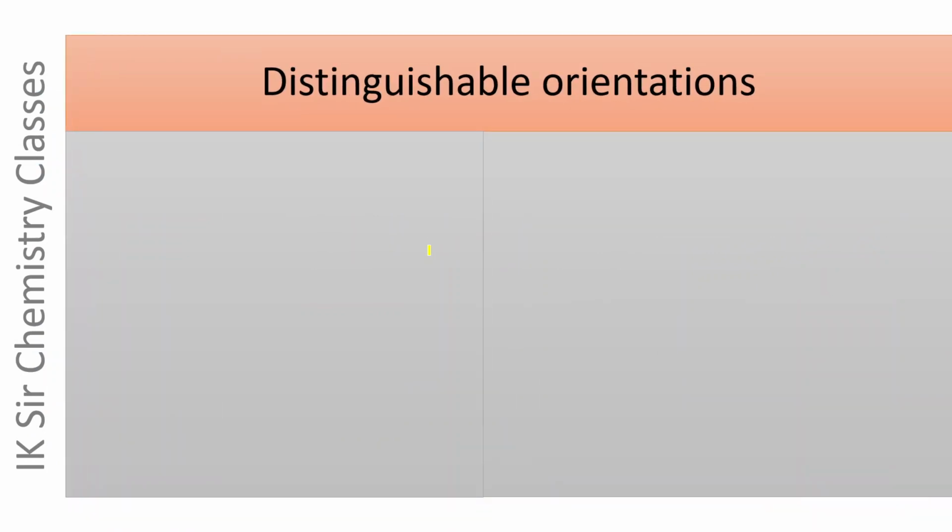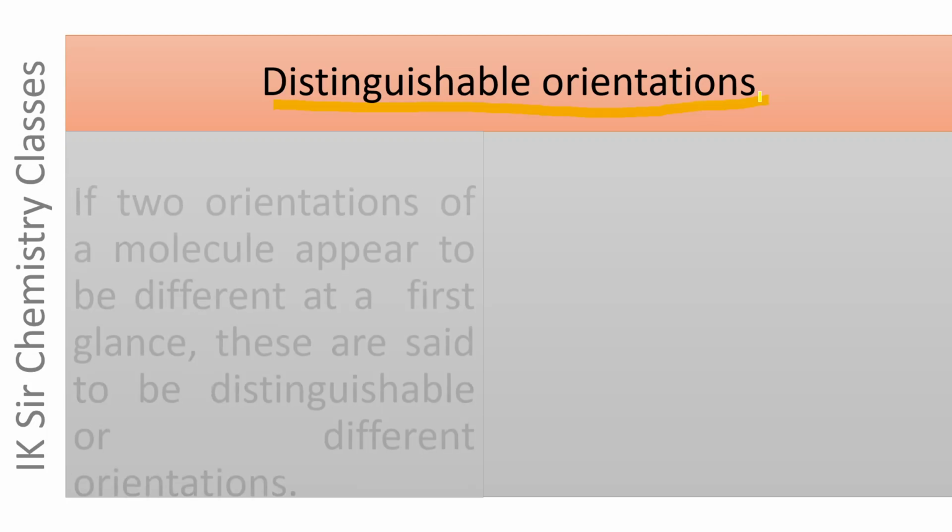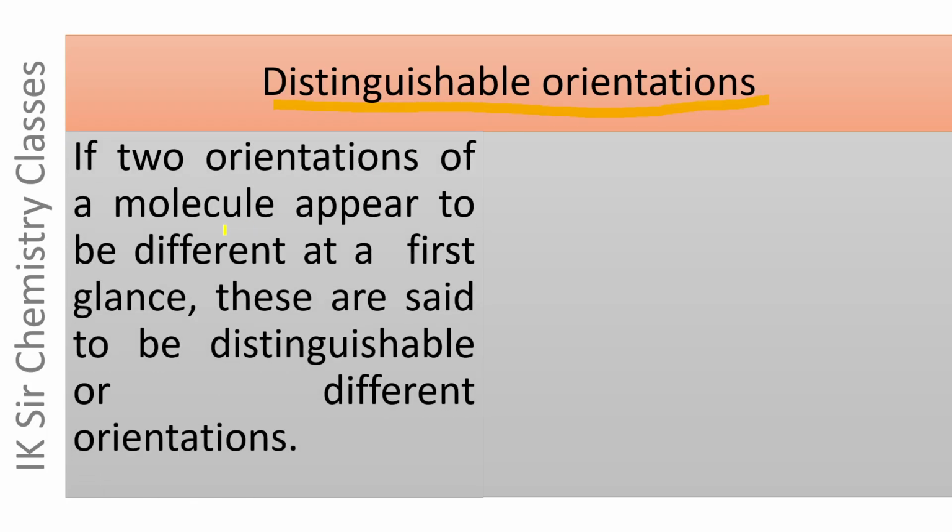First of all, before starting the chapter, let us see some important terms. And the first one is distinguishable orientations. If two orientations of a molecule appear to be different at a first glance, these are said to be distinguishable or different orientations.